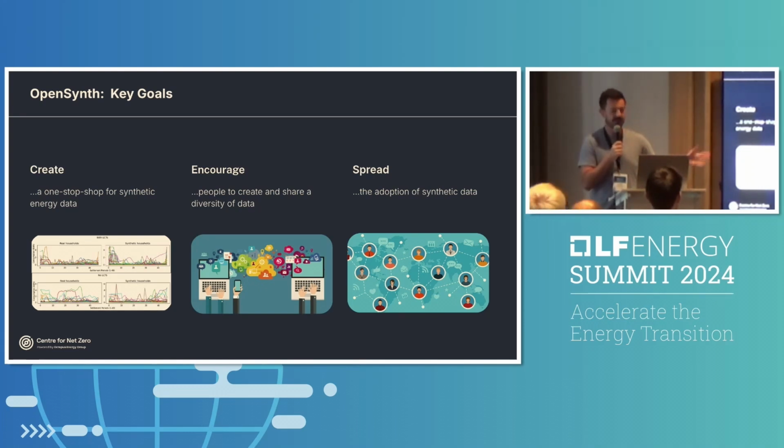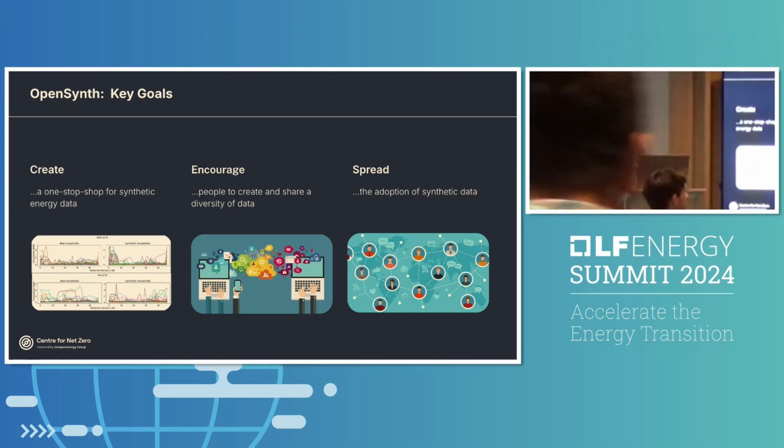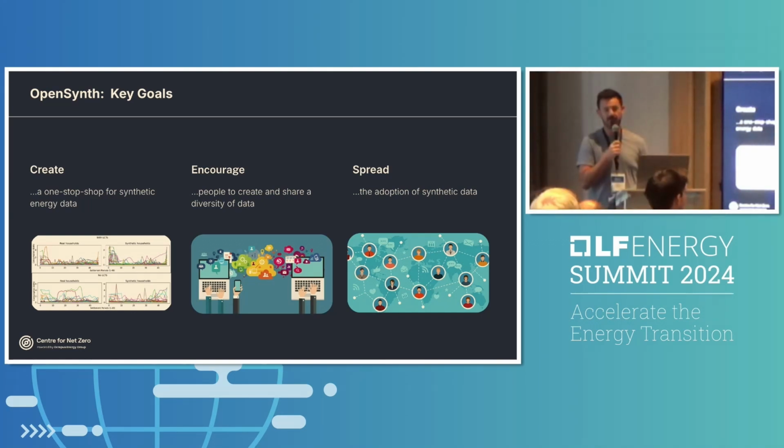Different regions have different characteristics, different weather patterns, different types of households, different low carbon technologies. So we want synthetic data from as many different regions as possible. And we want to spread the adoption of this synthetic data, so lots of researchers and commercial organizations around the globe can use it for their own purposes.